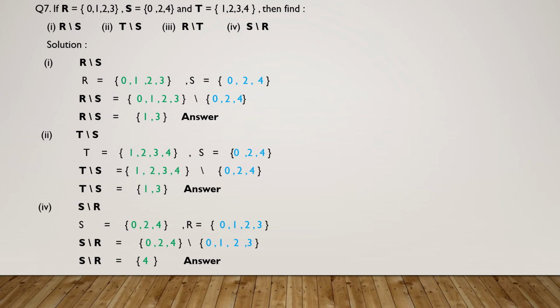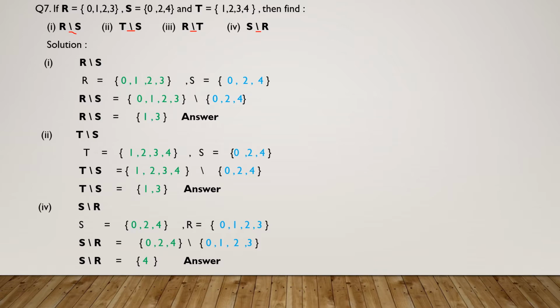Question number 7. If R is equal to {0, 1, 2, 3}, S is equal to {0, 2, 4}, T is equal to {1, 2, 3, 4}, then find R difference S. Students, this is the sign of difference.